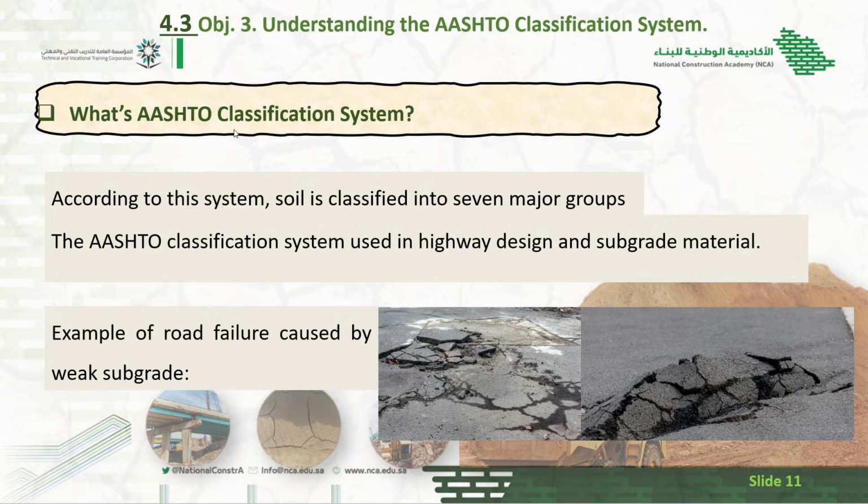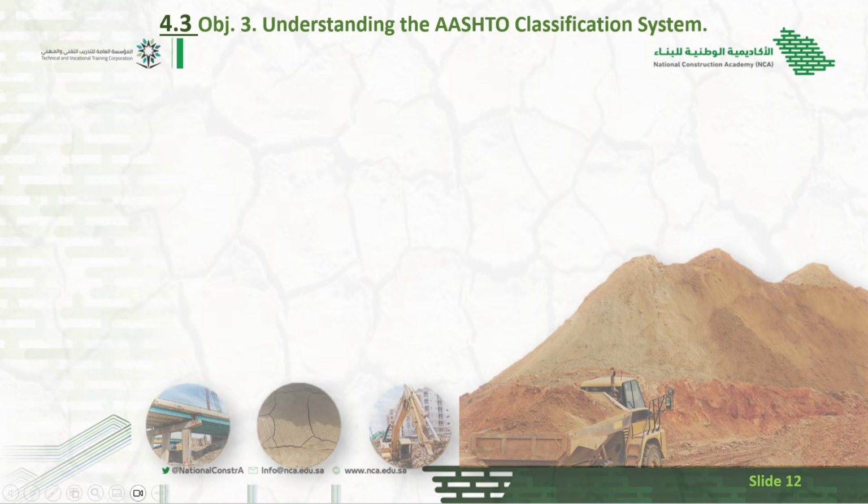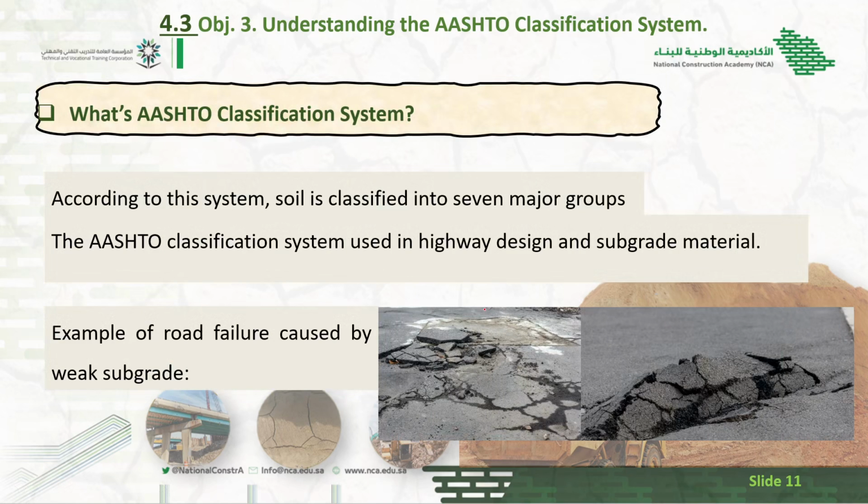What is AASHTO classification? As we discussed before, AASHTO is the American Association of State Highway and Transportation Officials. It is generally used for highway and road material subgrade design. So if the subgrade is not designed well, what will happen? You can see, if this is the road, this is the subgrade. If we don't know about the subgrade, what type of material is this? Even if the pavement above the subgrade is designed very well.